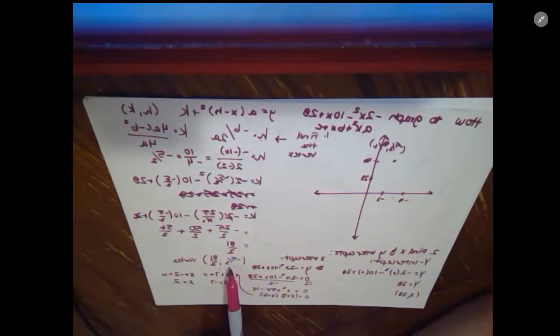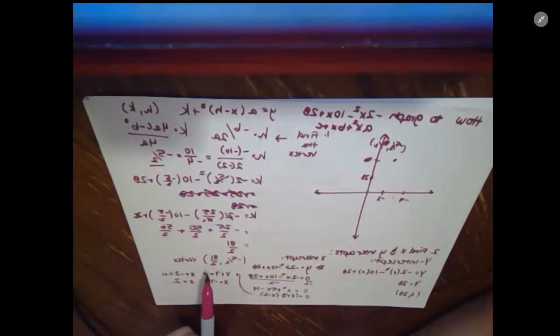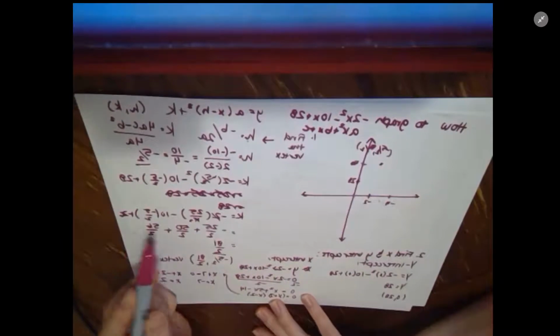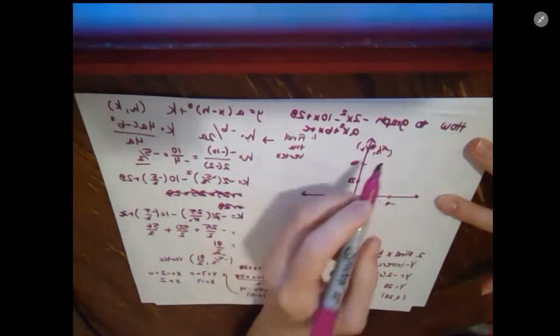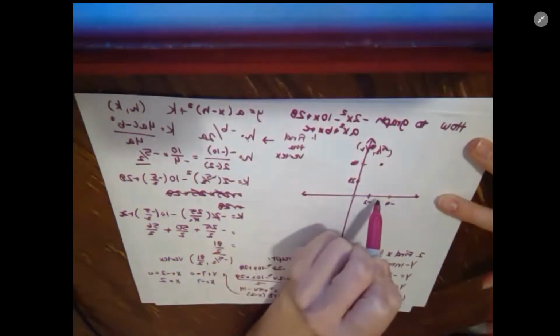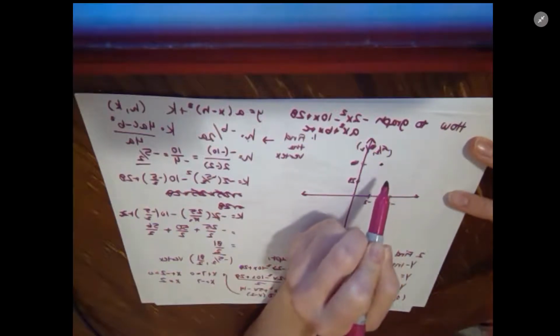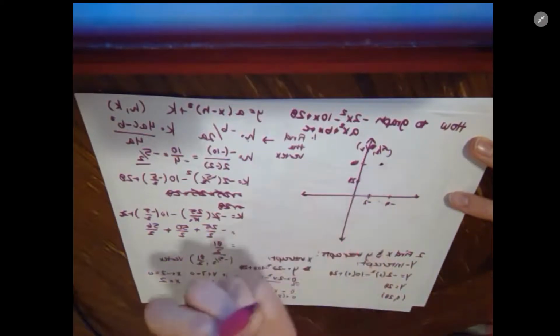So for the vertex, you take the h and plug it into the x part of the vertex, and you get negative 5 over 2, as we solved here. Then you take the k, which we solved for by plugging in the h, and we get 81 over 2. So on our graph, negative 5 halves is like 2.5 on the negative x side, and that would be our vertex right there.